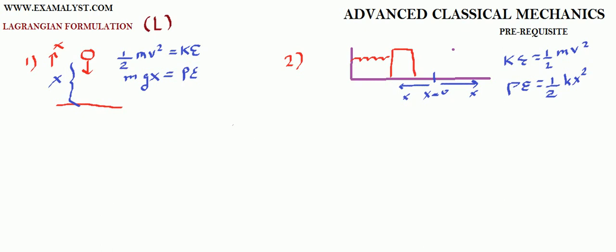The Lagrangian says define something called the Lagrangian, which is the kinetic energy minus the potential energy. See, kinetic energy is sometimes represented as T in many books.